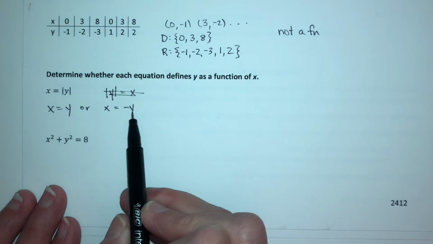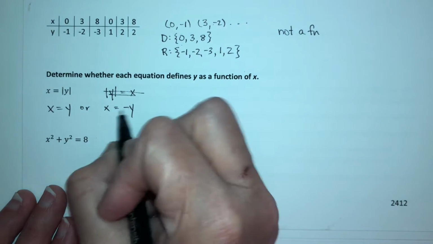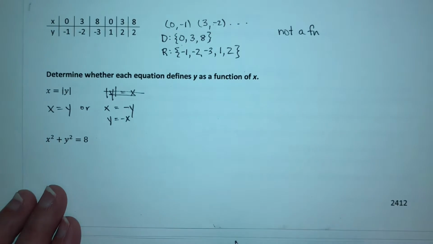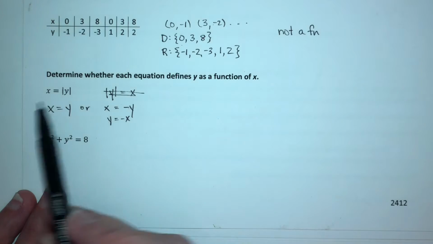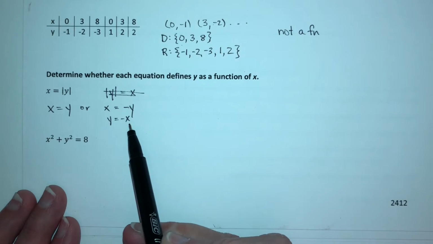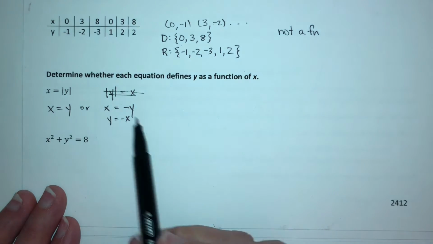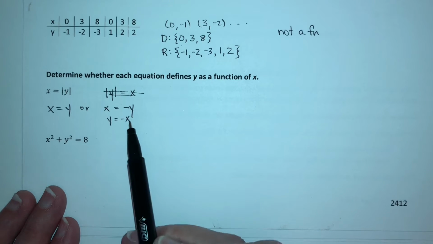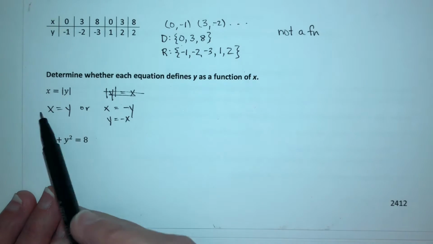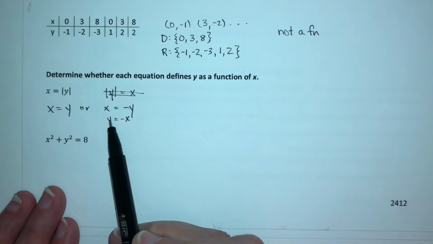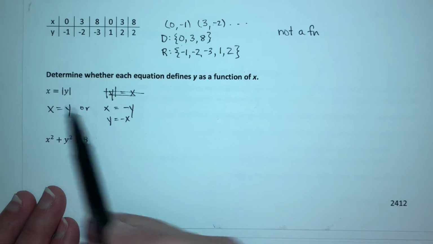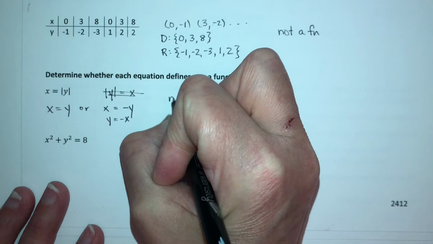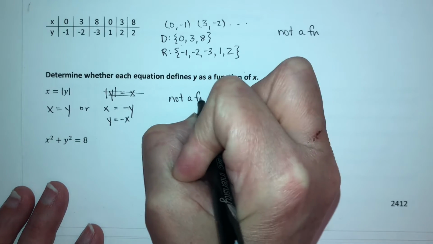So here, I've got this, and then if I solve this one for y, this one already is, I get y is equal to negative x. So when I solve this for y, I either get x or I get negative x. The only time these are the same is when x is 0. For the vast majority of the time, you get more than one answer. So if I plug in an x value, I can get more than one y value. So this is not a function.